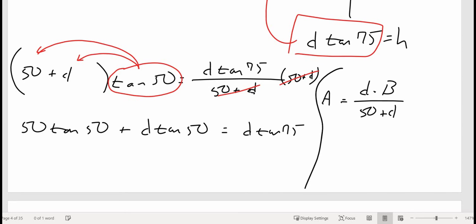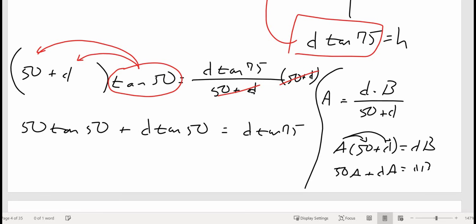Think about if you had a times 50 plus d equals d times b. You would distribute that a, right? 50a plus d times a equals d times b. But if a is tangent of 50, you see it's the same thing. Okay?